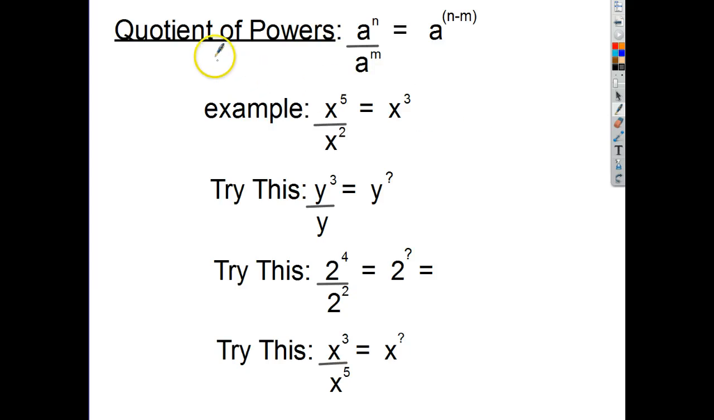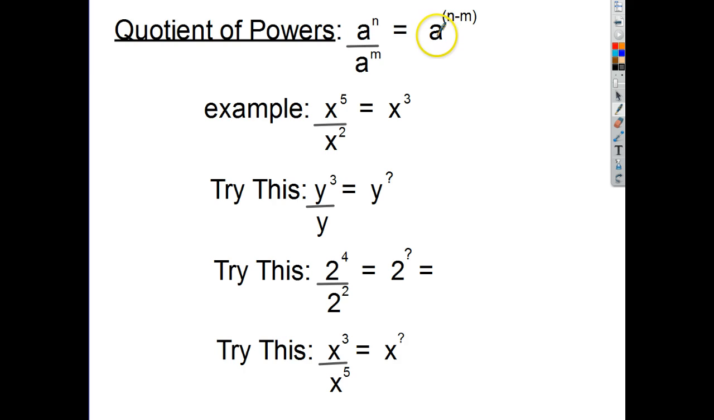Okay, here we have the quotient of powers. A quotient can be thought of as a fraction. And of course, you'll notice we do have the same bases. So when you divide like bases, what this rule is telling us is you take the top exponent and subtract the bottom exponent. Notice we're not canceling these a's. We're not doing anything with the a's. It all happens with the exponents.